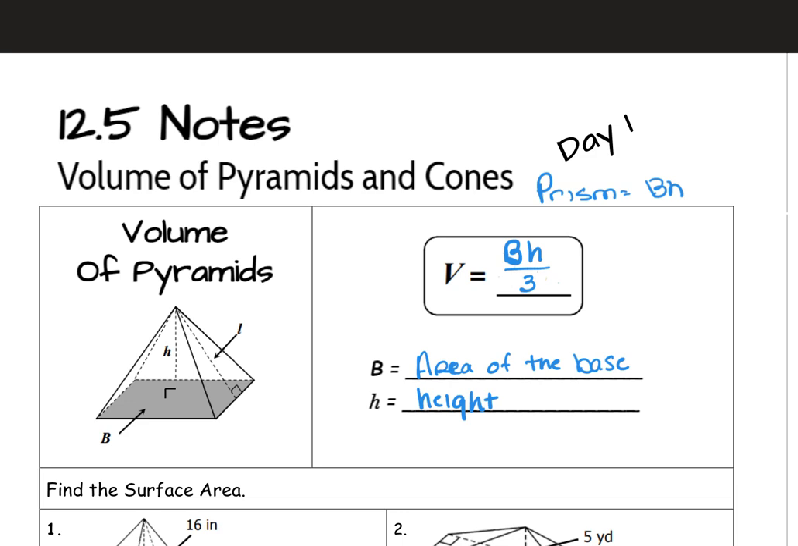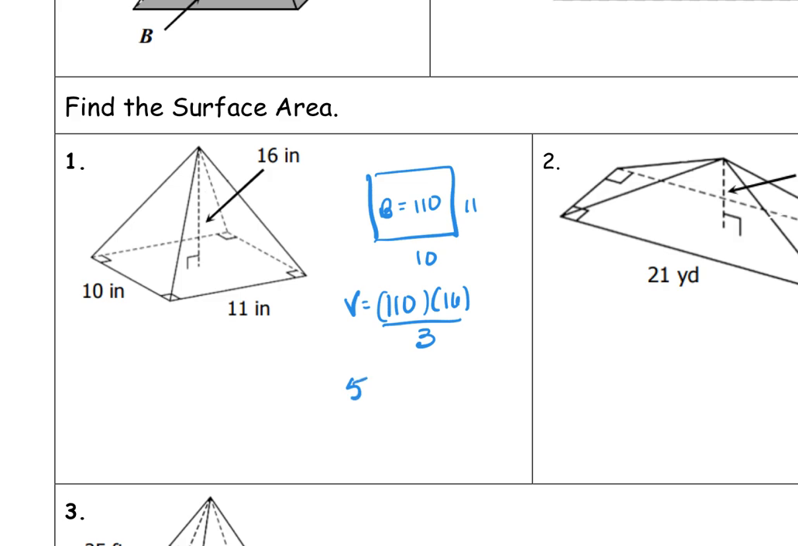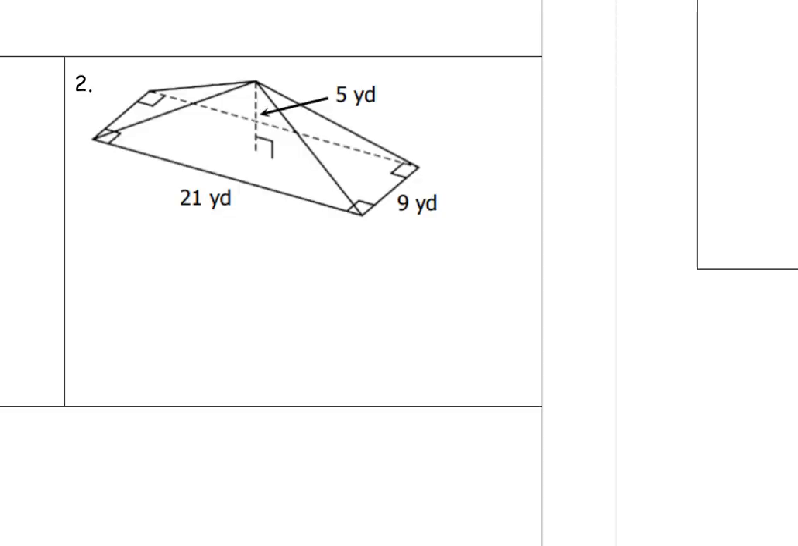All right, so area of the base times the height divided by 3. Let's look at our first example. This is a rectangle pyramid, which means our base is a rectangle, and it's a 10 by 11. The first thing we're going to do is find the area of that base. 10 times 11 is 110. So the volume of this pyramid is the area of the base times the height, which is 16, and then divide that by 3. So 110 times 16 divided by 3 should give you a total of 586.7 inches cubed.